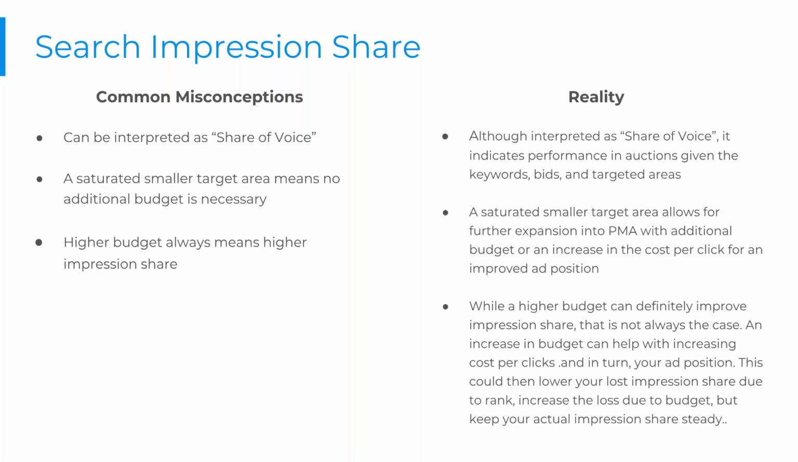The last one is that a higher budget will always mean a higher impression share. In reality, while a higher budget can definitely improve impression share, that is not always the case. An increase in budget can also help with increasing cost per click and in turn your ad position. This could then lower your lost impression share due to rank, increase the loss due to budget, but keep your actual impression share steady.